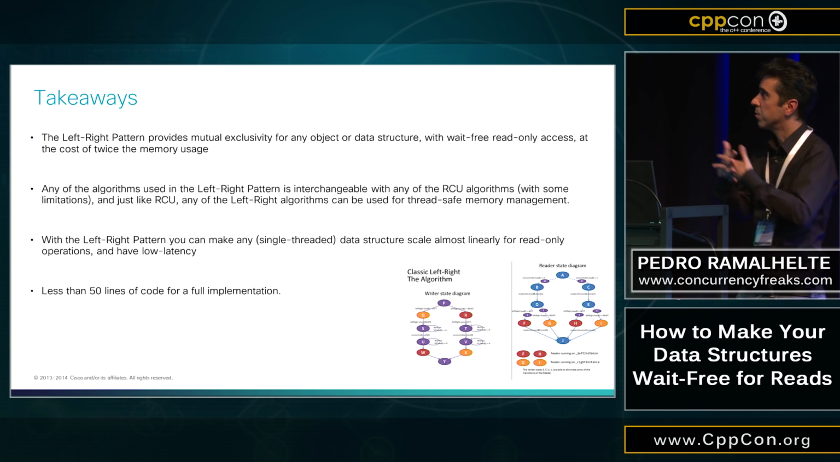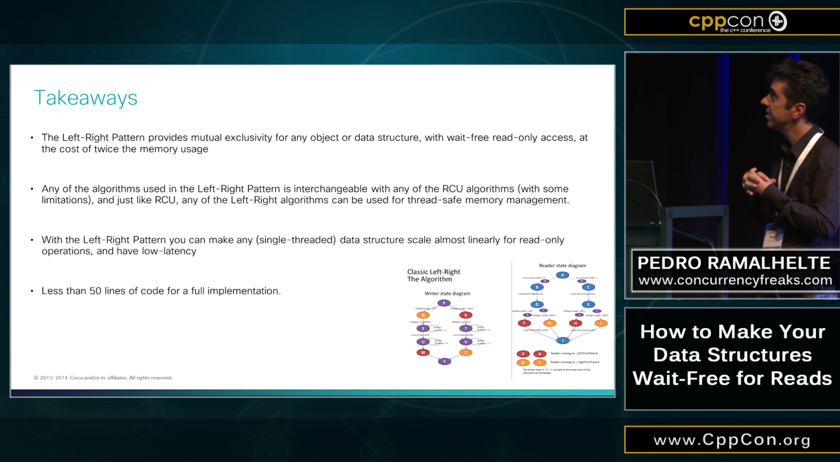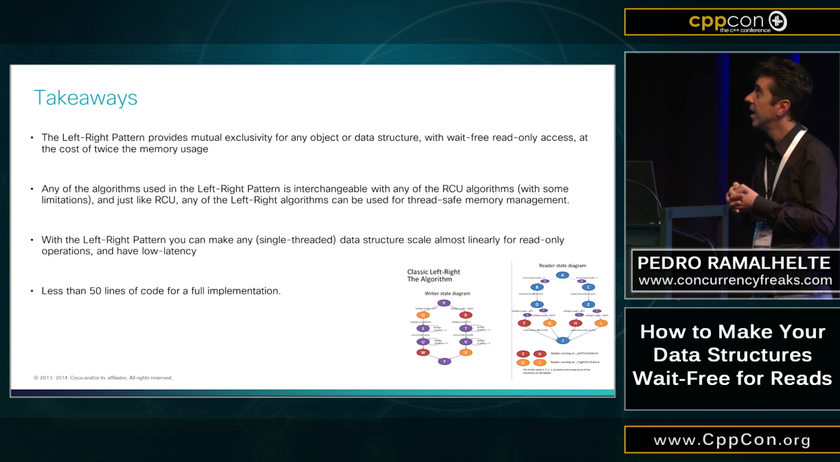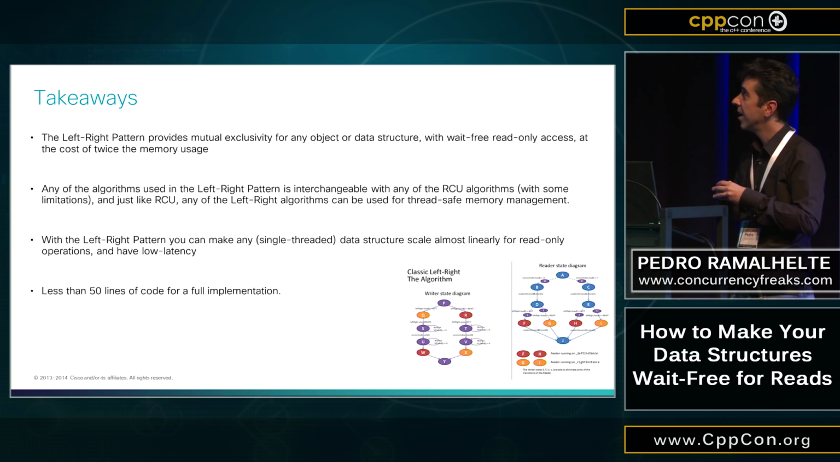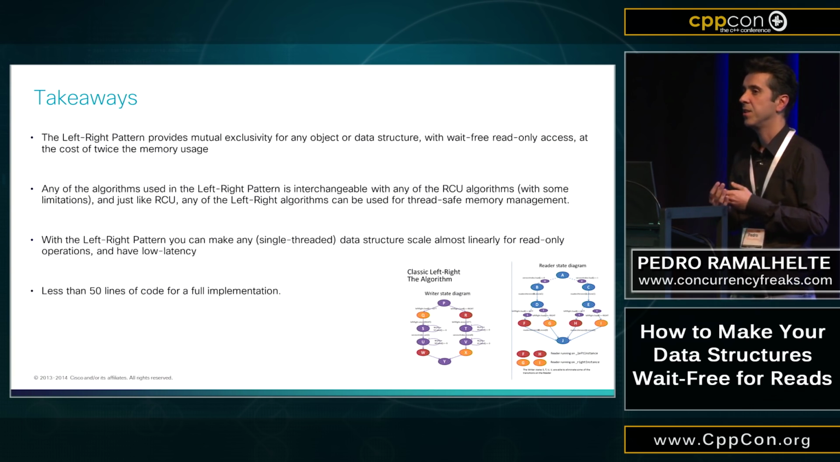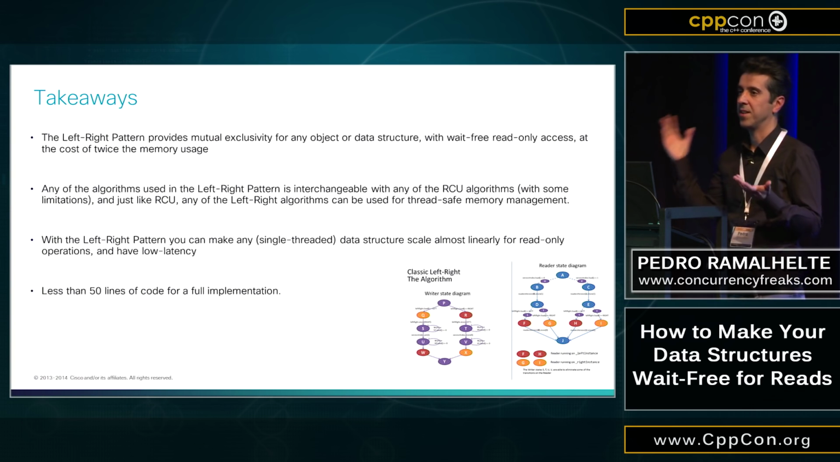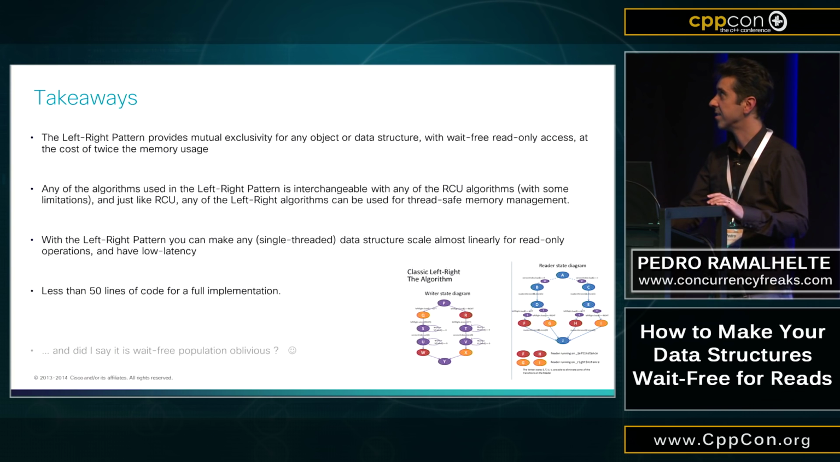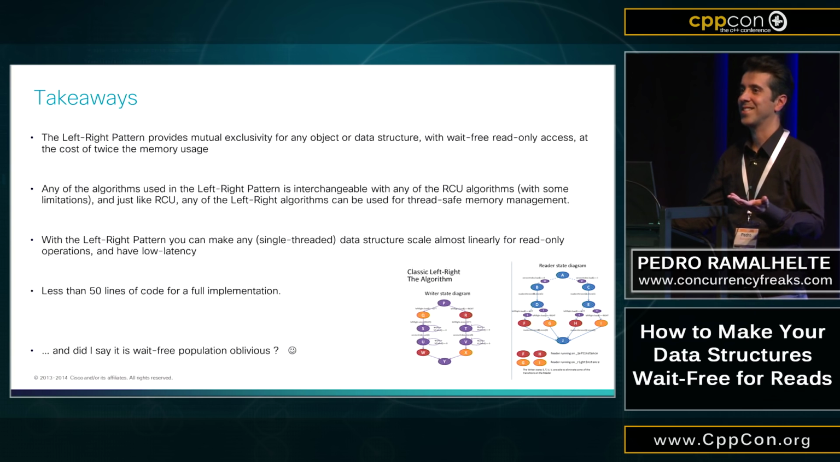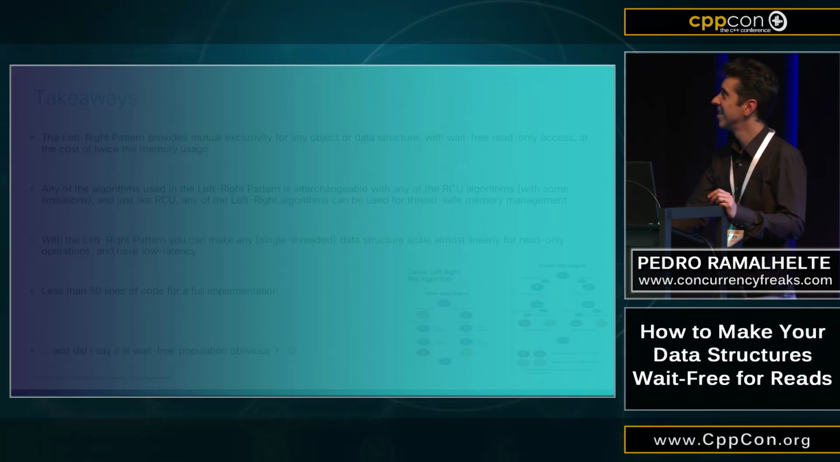So the last takeaways I want you to take from this are: you get linear reusability, mutual exclusion for any object or data structure with left-right. It's interchangeable with RCU, kind of, the things that you do there. And you get almost linear scalability if you're doing mostly reads. You can just copy-paste the code, put it in your application, and use some nice lambdas. And it's wait-free population oblivious, which is like the best kind of wait-free there is. So that's it.